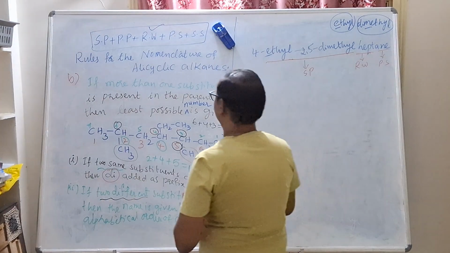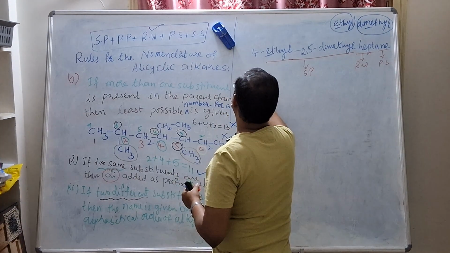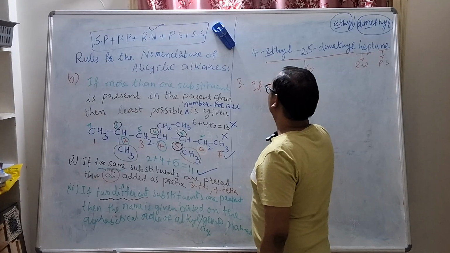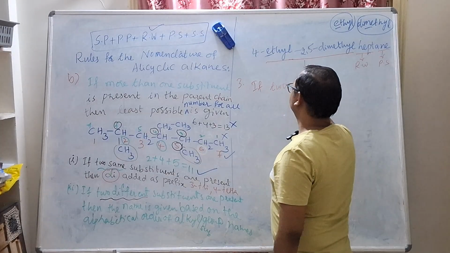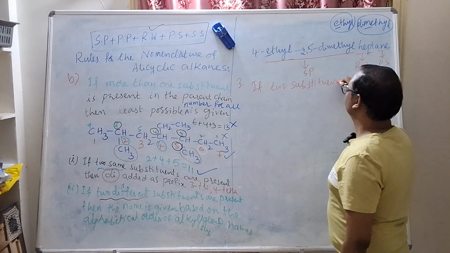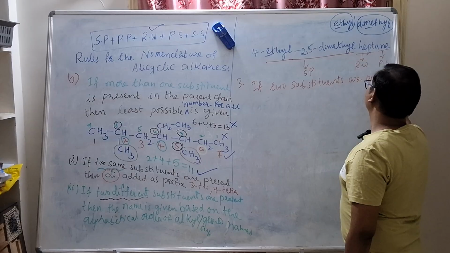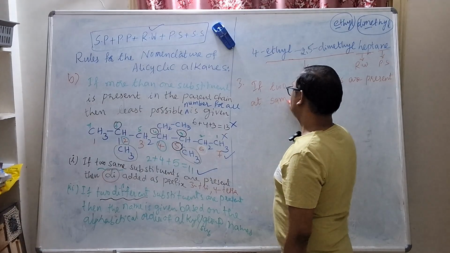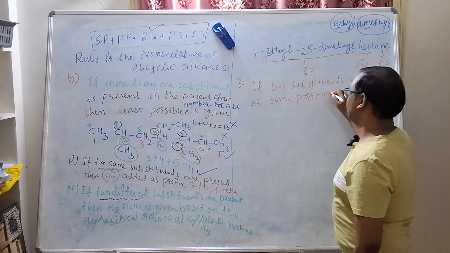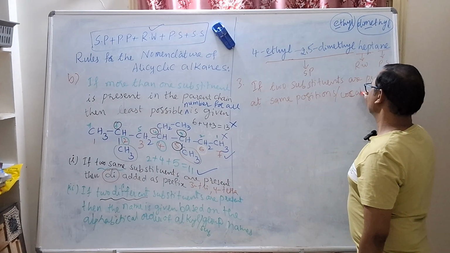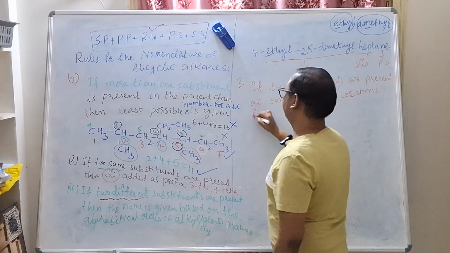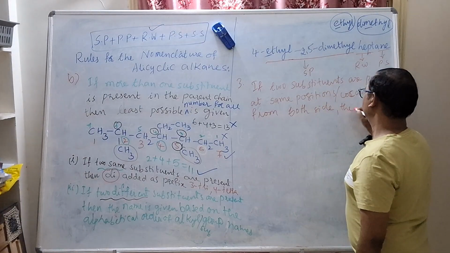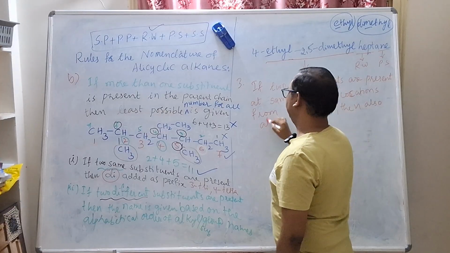Next, that is the lowest sum rule. Third one you can see here. Alright, third one, if two substituents are present at the same positions, same locations from both sides, then also alphabetical order can be followed.